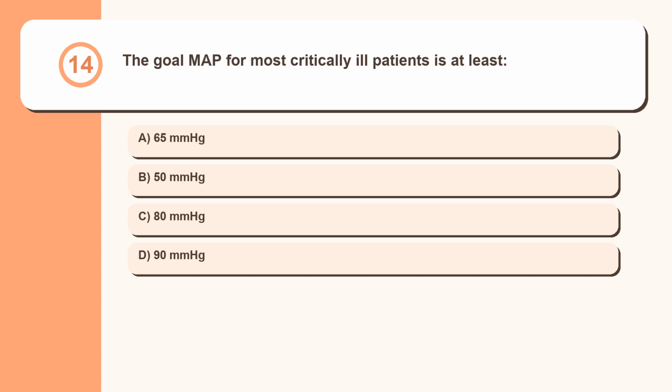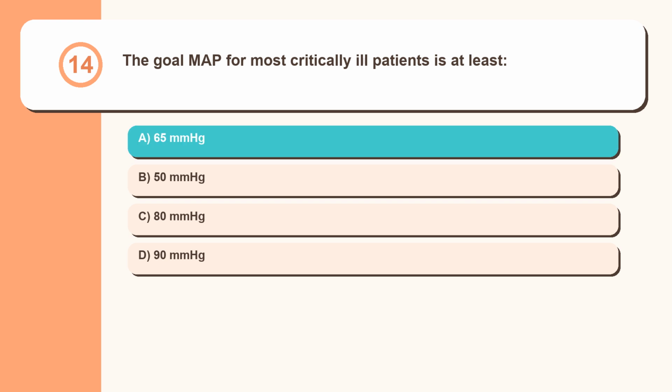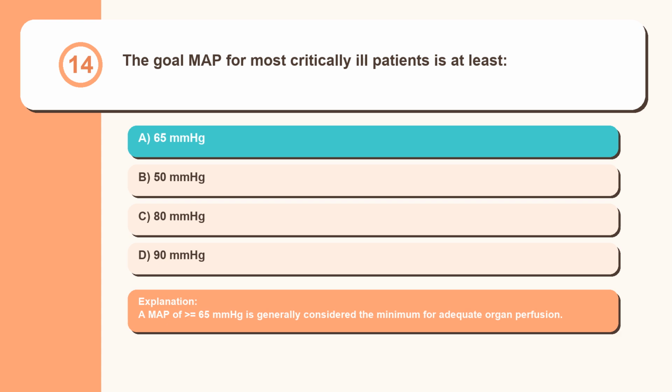Question 14. The goal MAP for most critically ill patients is at least 65 mmHg, 50 mmHg, 80 mmHg, 90 mmHg. A MAP of 65 mmHg is generally considered the minimum for adequate organ perfusion.